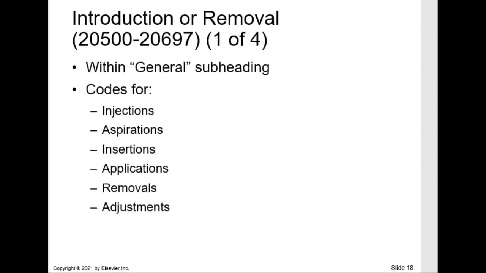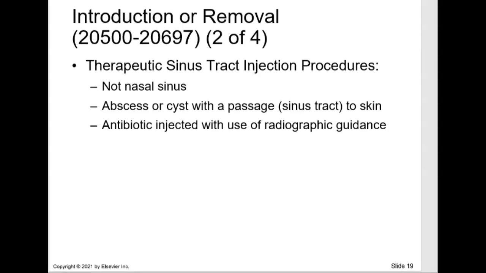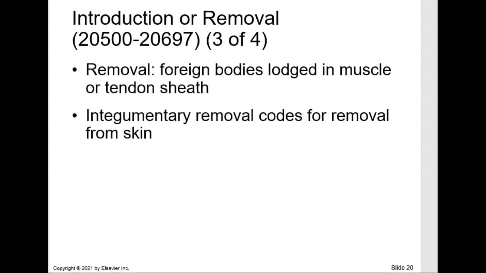All right, let's keep moving here. Okay, so then we're going to go into removal, the next general subheading. Under here, we're going to have codes for injections, aspirations, insertions, applications, removal, adjustments. So the first thing here, we have sinus tract injection procedures. Nothing really as it states here. Removal, this could be foreign bodies lodged in muscle or tendon sheath.